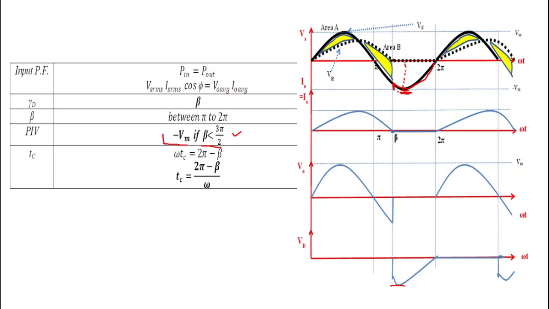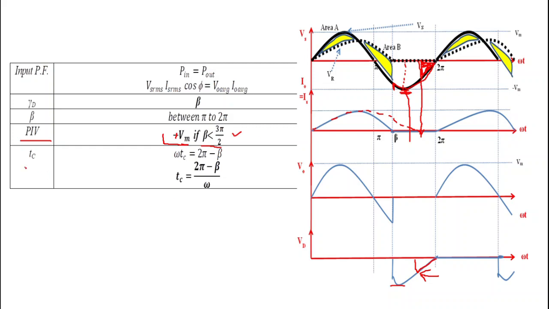But if beta is greater than 3 pi by 2, in that case suppose we get current up to this point beta. So this point beta is greater than 3 pi by 2. In this case, what is reverse voltage that appears across the diode? In that case, the reverse voltage that appears across the diode will be this. So we can clearly see that in this case the maximum peak inverse voltage is less than Vm. So we get peak inverse voltage is equal to Vm if beta is less than 3 pi by 2.